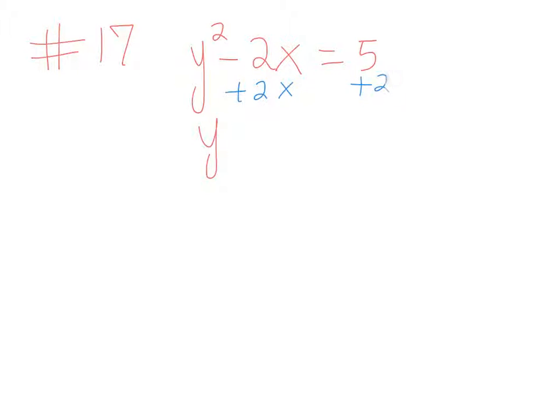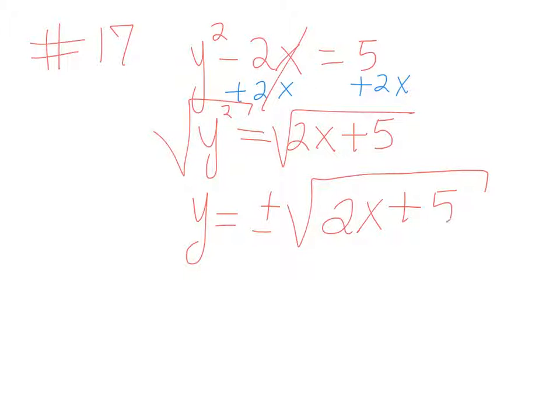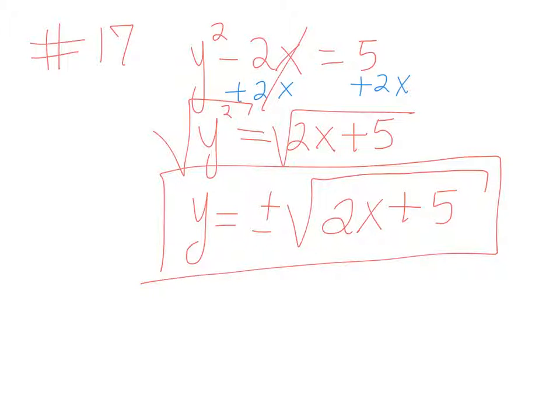Number 17. In number 17, you have to solve for the y. So you have y squared minus 2x equals 5. So you need to move the 2x with the plus 2x. So y squared equals 2x plus 5. And then you just get the square root because you want to get rid of the square. So y equals plus minus. You always put plus minus when you're solving and you have a radical. Square root of 2x plus 5.